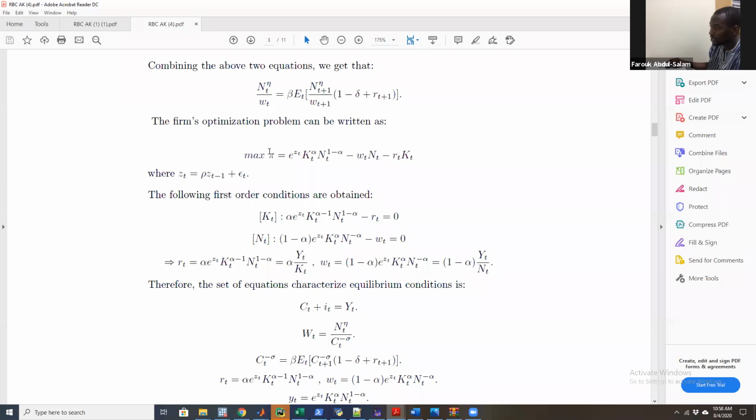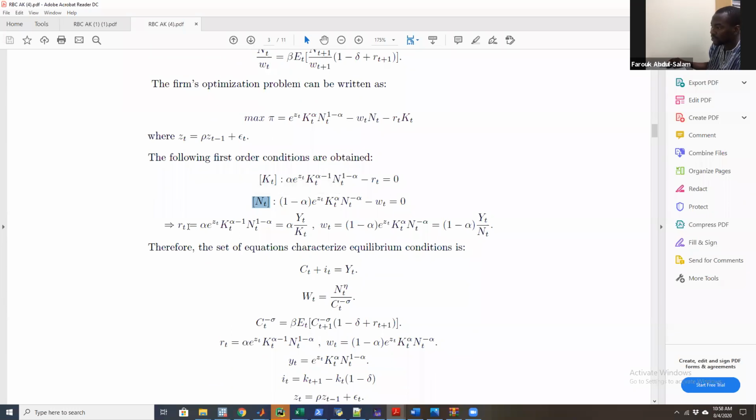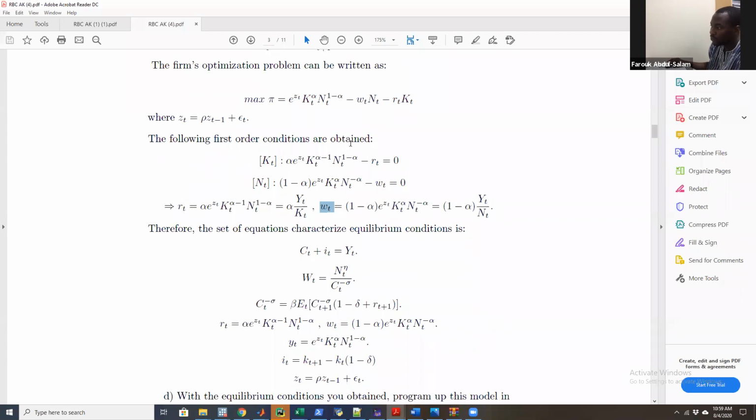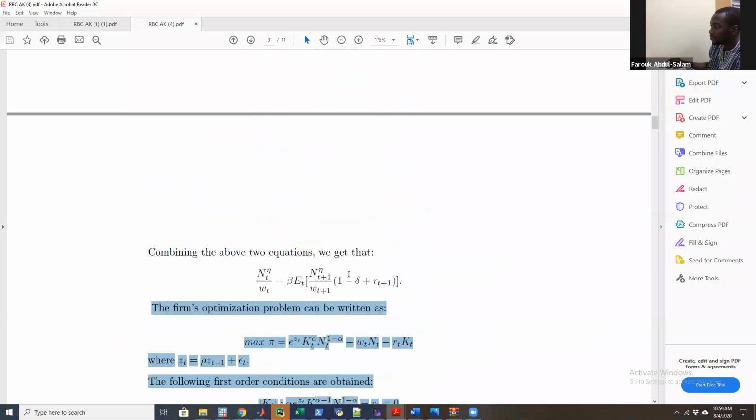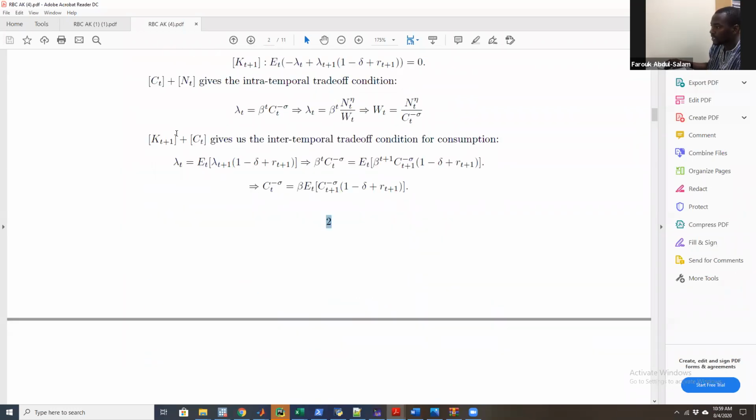So we differentiate this profit function with respect to K, you get this function here. You differentiate this profit function with respect to N, you get this function here. And you can now solve what the interest rate or the price of the capital needs to be in terms of your model. And you can also tell what the price of wage or the wage rate needs to be within the model. So we know what the firm does, which is from this setup. We know what the household does, which is from the setup above.